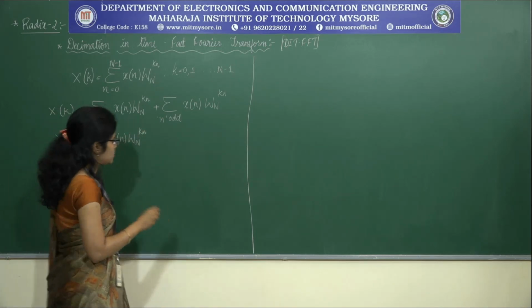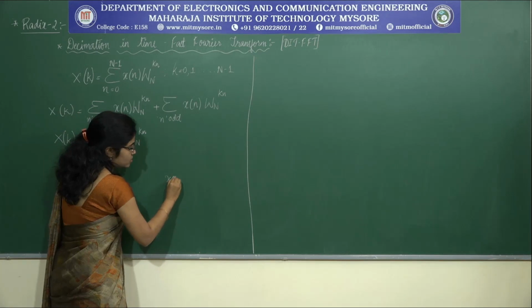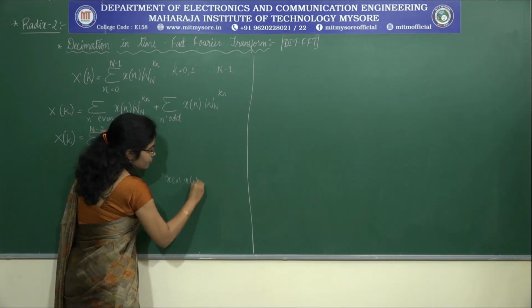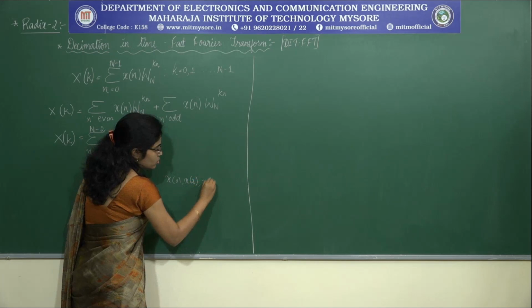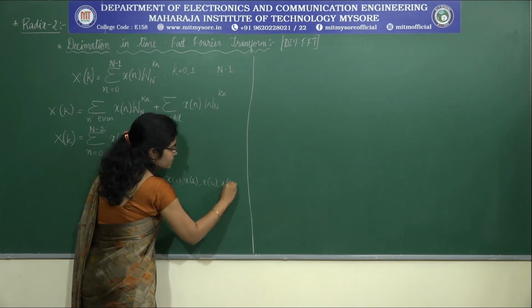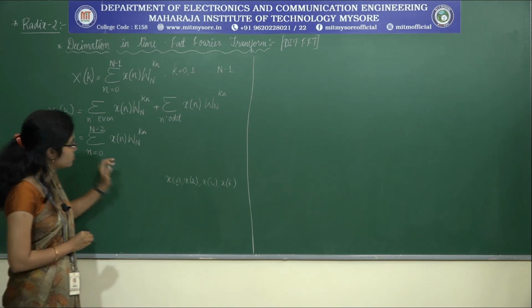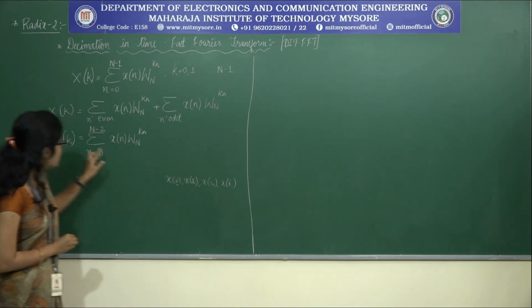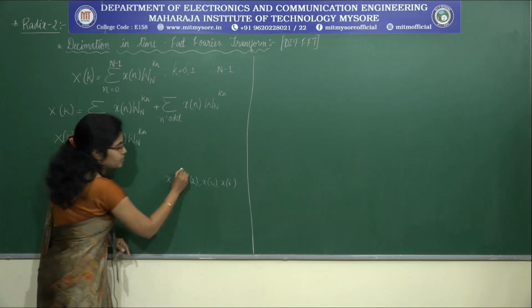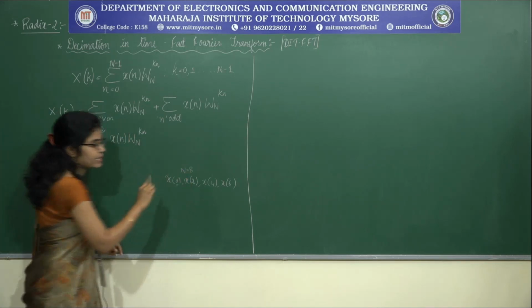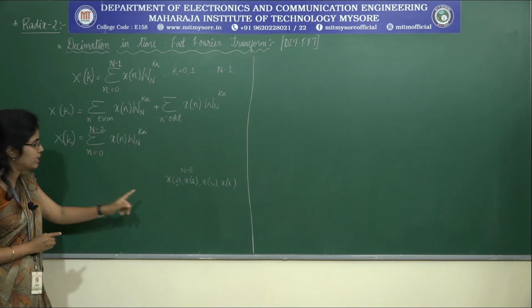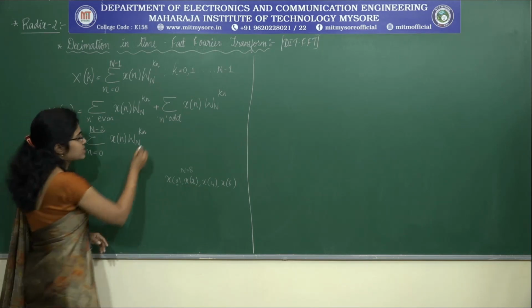What was the sequence which we got? It was nothing but x of 0, x of 2, x of 4 and x of 6. So it is initially starting from 0. I have taken the initial value as 0 and the upper limit is n minus 2. In this example, the value of n which I took was 8, and 8 minus 2 is 6. So it gives all the even numbered samples.